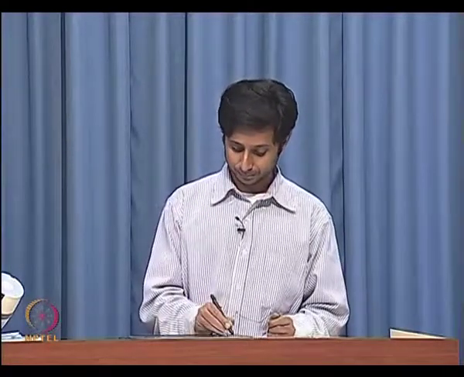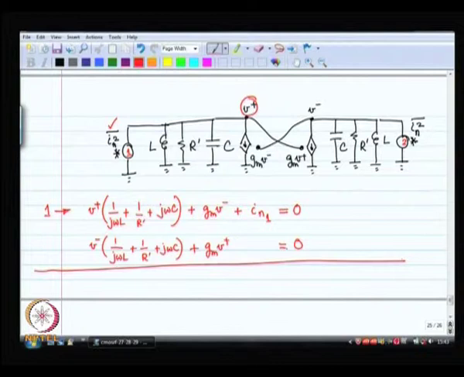So, we are interested in finding out V plus, right. You have got two equations, you have got two unknowns, you should be able to find out what is V plus and what is V minus. How do you do that? Well, it is not very difficult. You add the two equations, you have got V plus plus V minus times G m plus 1 by j omega L plus 1 by r prime plus j omega c equal to minus I n 1.